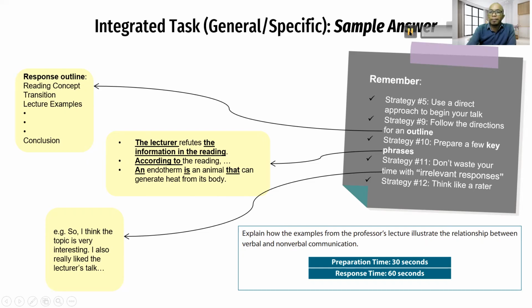The reading explains the concept of verbal and nonverbal communication.